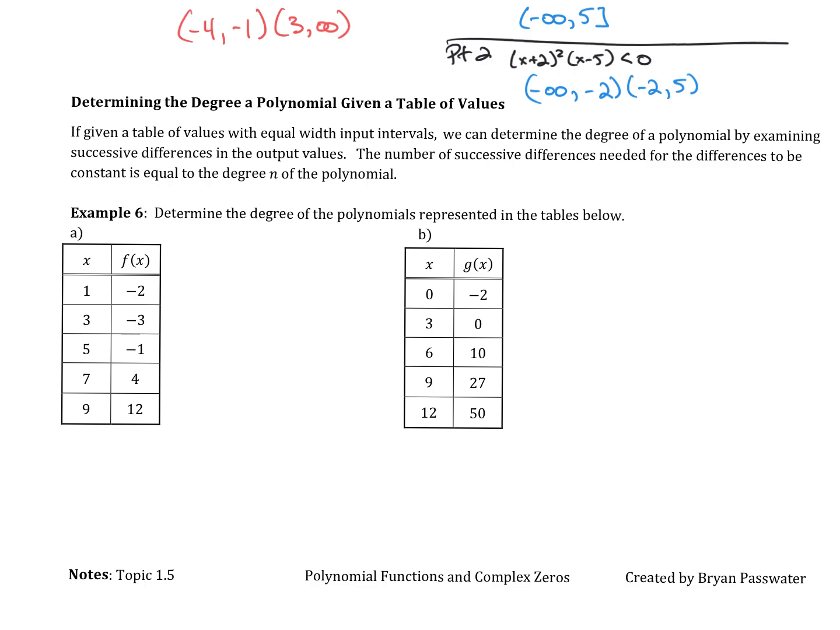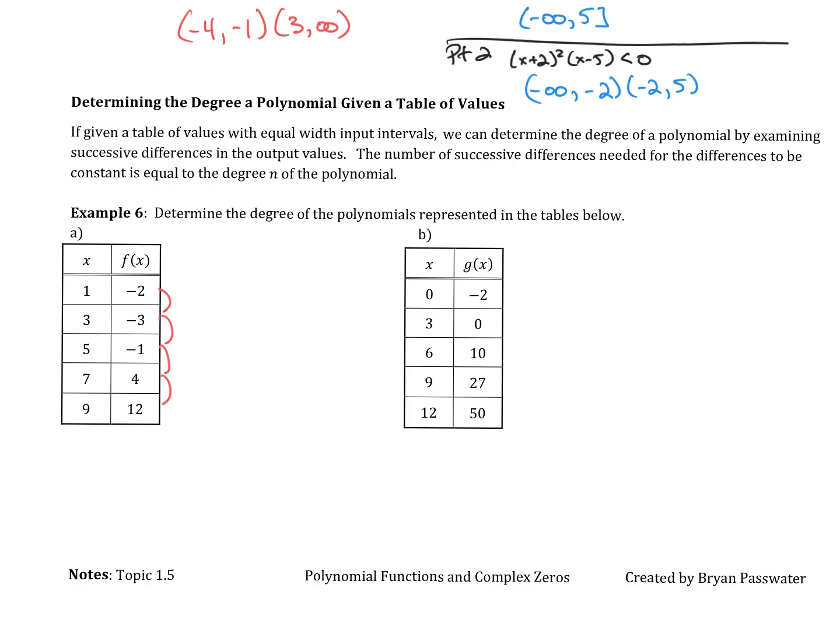However, if our inputs have equal widths, we don't have to worry about finding the average rate of change like we did before. Sometimes we don't need to. And so if you look here, we're just trying to find my common differences. Okay, we've done this before.